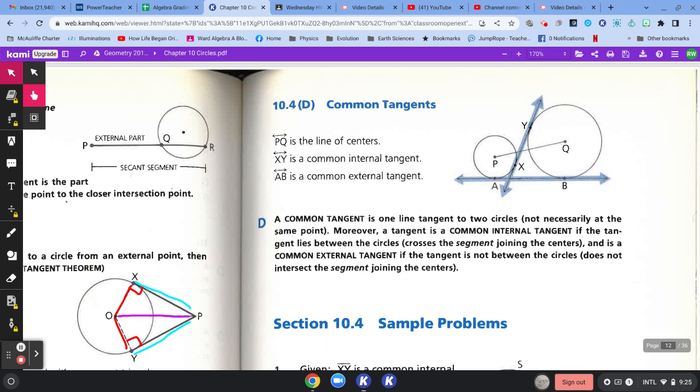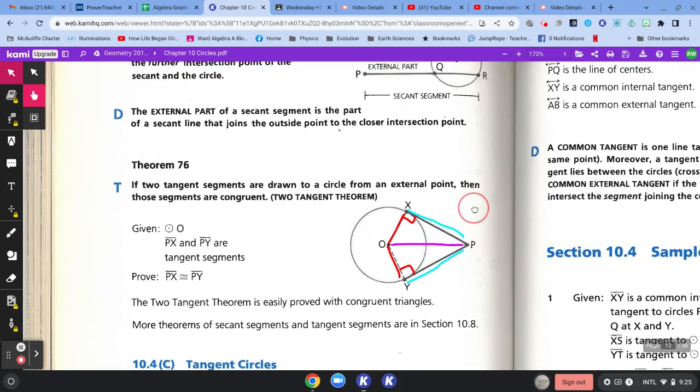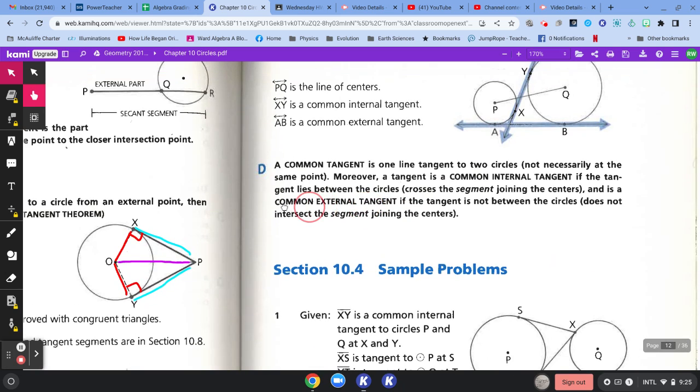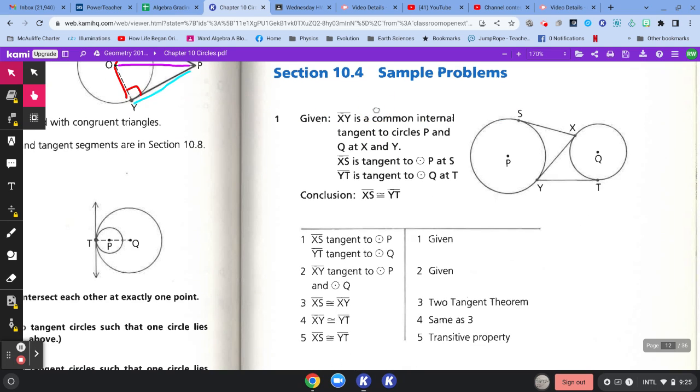Notice that we only have one theorem that we've been given so far. In the next section, in 10.5, there will be more theorems about this. All right, in my next video, I will walk through some of the sample problems and some techniques for doing some solutions.